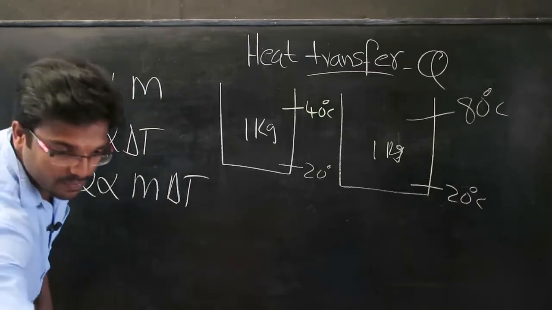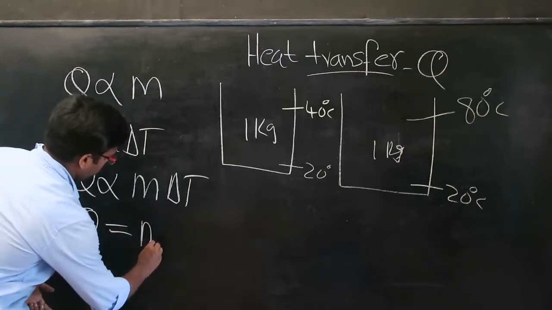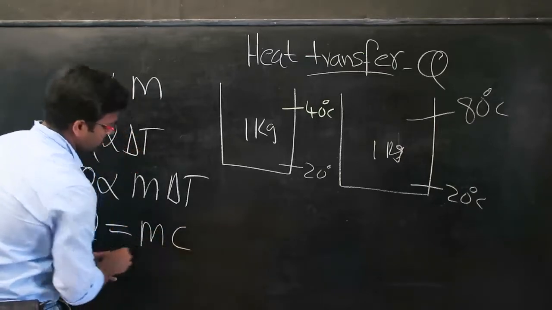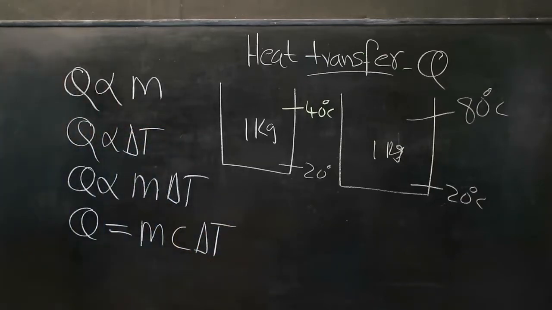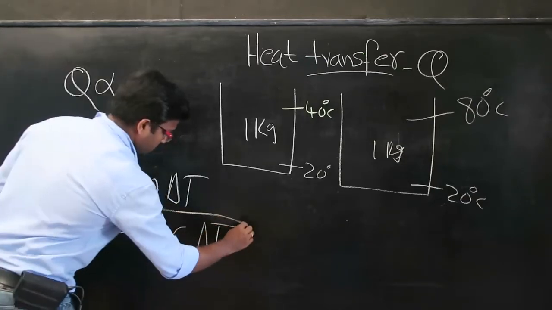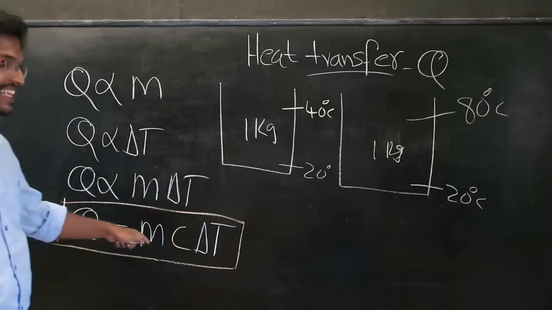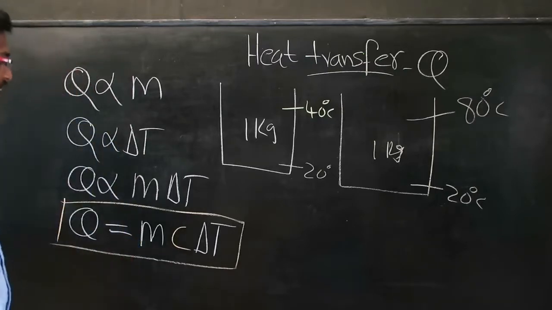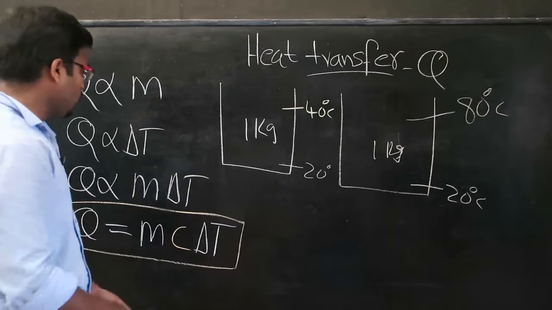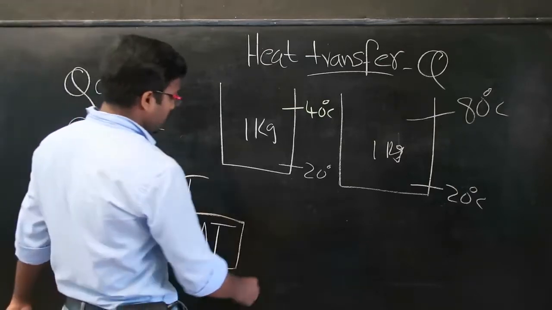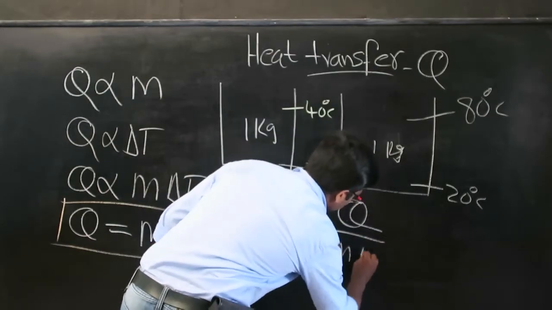So I can write Q equal to m into, let the proportionality constant be C, and delta T. So I can say that heat transferred in any case is equal to m c delta T, where C is called specific heat and it has a unit of kilojoule per kilogram Kelvin. Let's see how we are getting that. From this equation I can write C is equal to Q by m into delta T.